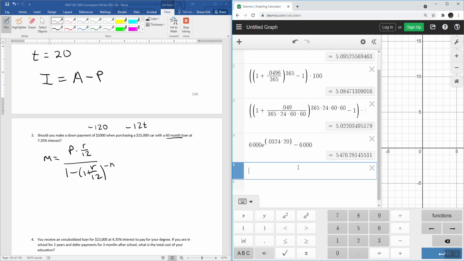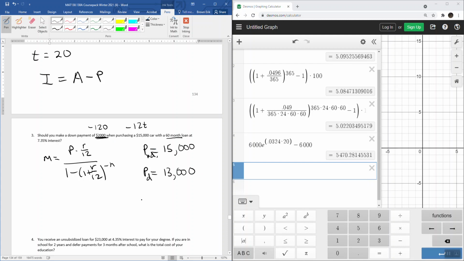Okay, so we're just going to plug all our stuff in. Let me identify the things we've been given. Our principal, in other words the amount we're buying, is $15,000 with no down payment. I'll call that subscript ND. Or our principal is $13,000 if we do make a down payment. I'm subtracting this $2,000 from the $15,000, so I'll put a subscript D here.